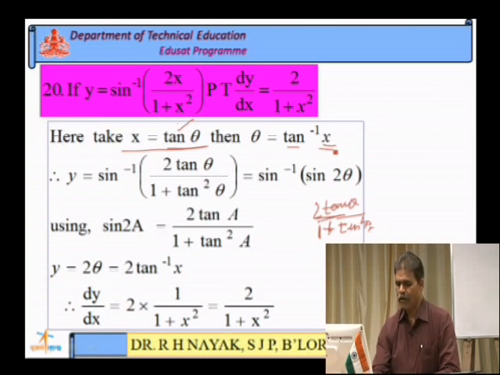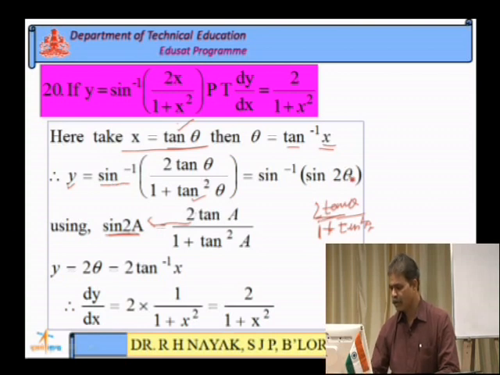Then the problem reduces to y is equal to sin inverse of 2x, that is 2 tan theta, divided by 1 plus x square, that is 1 plus tan square theta. Finally, it will be a standard form: 2 tan theta by 1 plus tan square theta is taken as sin 2 theta. See, I have given the formula also. Sin 2a is what? 2 tan a by 1 plus tan square a. So, it can be taken as sin 2 theta, right.